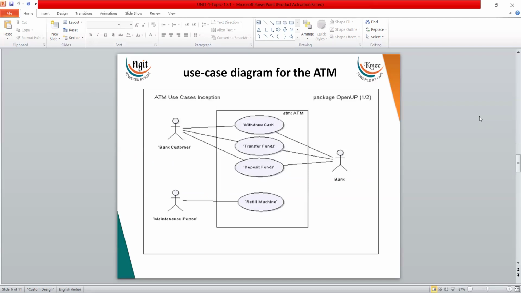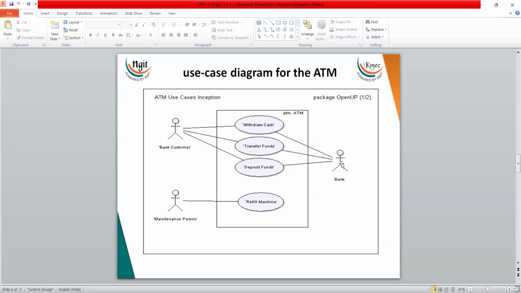This is the overall diagram that we can represent for an ATM teller machine, where the use case diagram consists of a system boundary. The system boundary is represented with a rectangle box. On the top of this, we write the system name, and these oval shapes are considered use cases, and these are the actors.